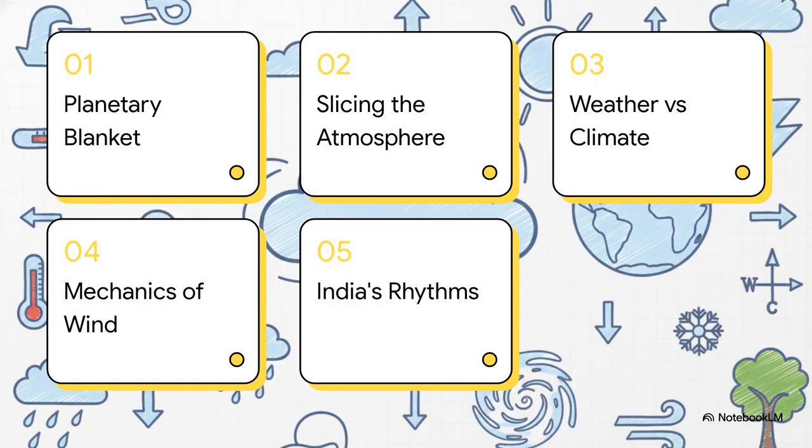To demystify the sky above us, here's our roadmap for today. 1. Our invisible planetary blanket. 2. Slicing the atmosphere. 3. Weather versus climate. 4. The mechanics of wind. And finally, 5. India's rhythms and seasons.